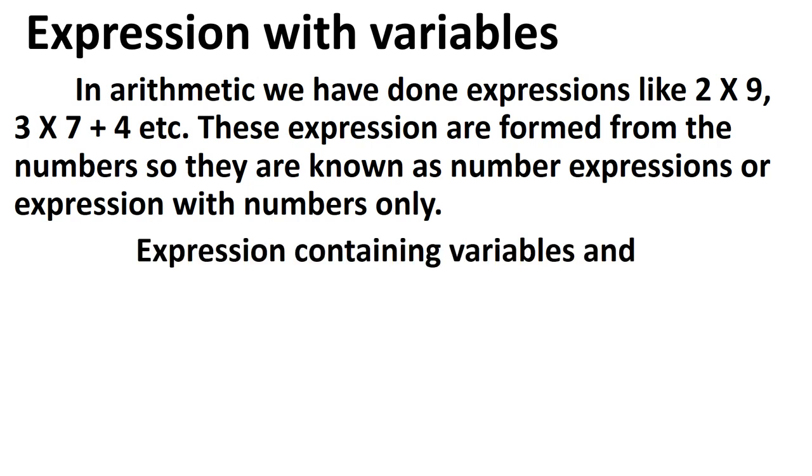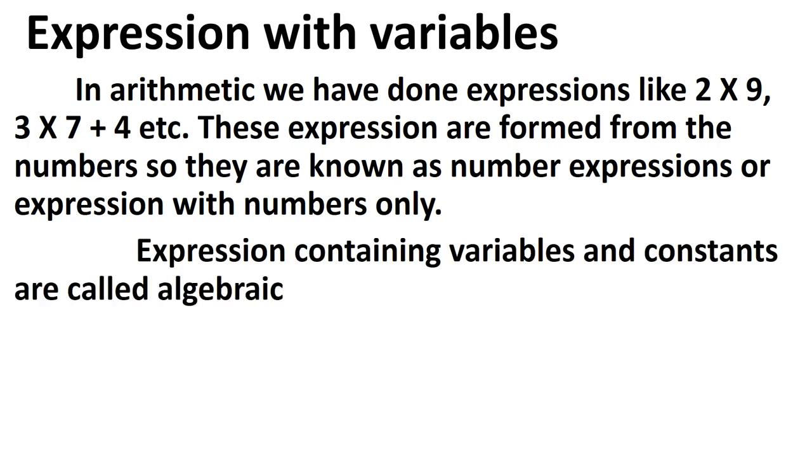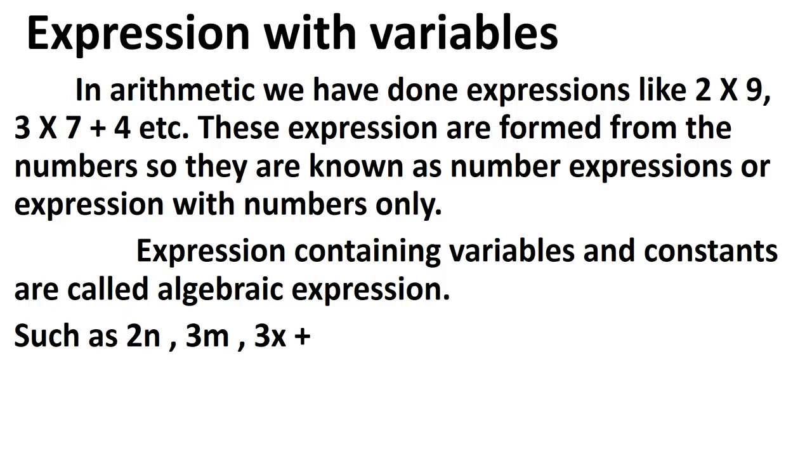But what is an expression with variables? Expressions containing variables and constants are called algebraic expressions, such as 2n. Here 2 is a constant and n is a variable. 3m: 3 is a constant and m is a variable. 3x plus 1: here x is a variable and 1 is a constant.